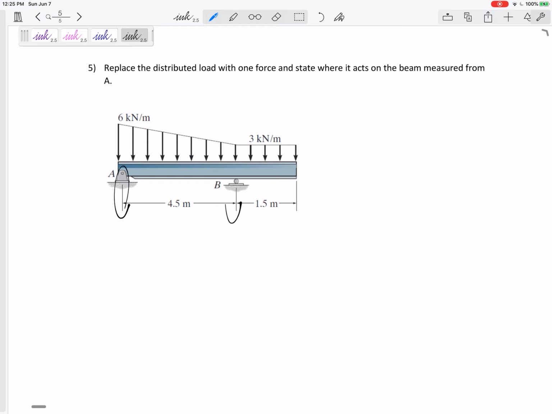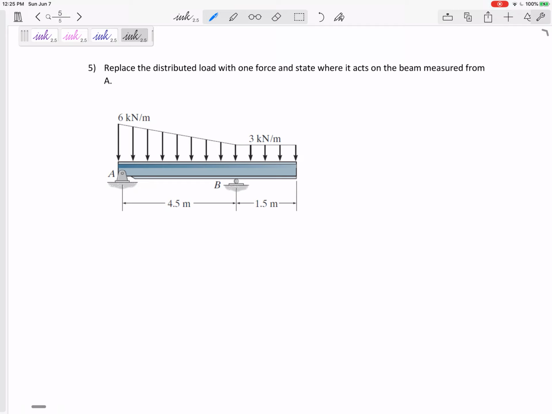So we're not really worried about the pin at A and the roller at B. We just want to replace this distributed load with a force that has the same magnitude as the distributed load and that kind of has the same moment as the distributed load.